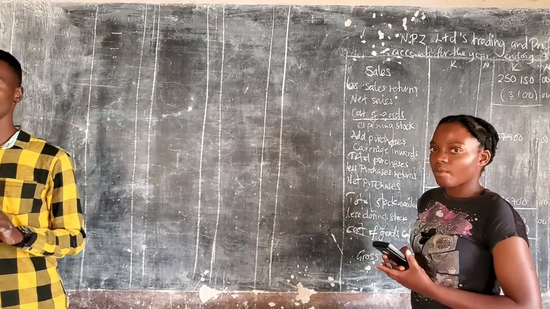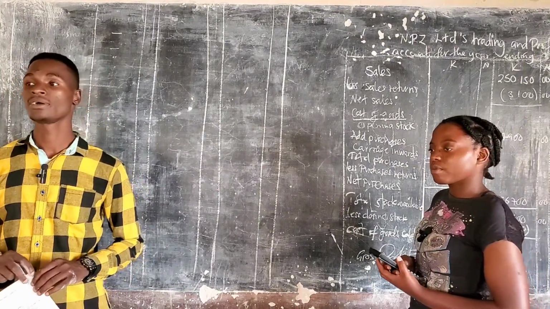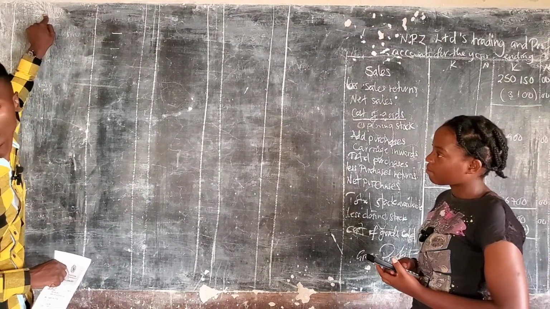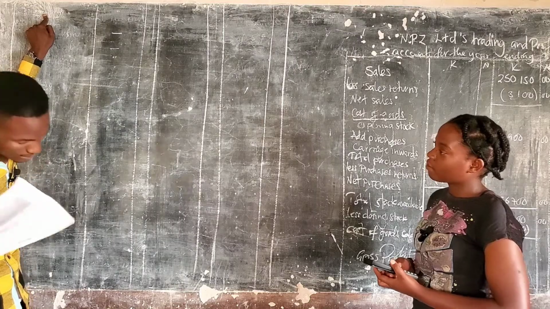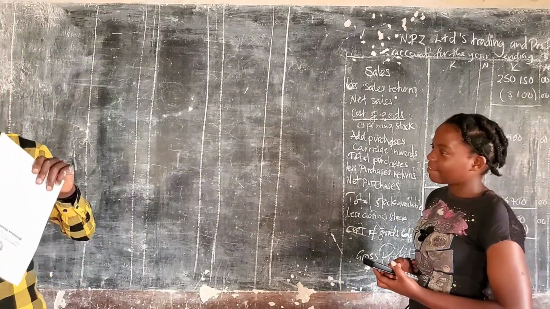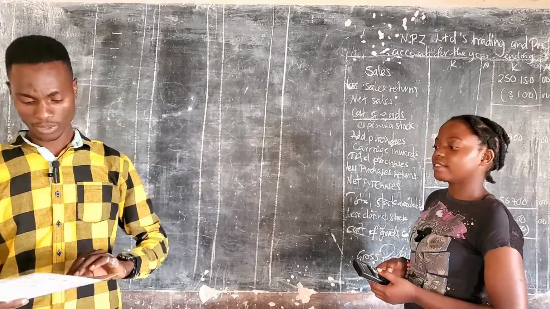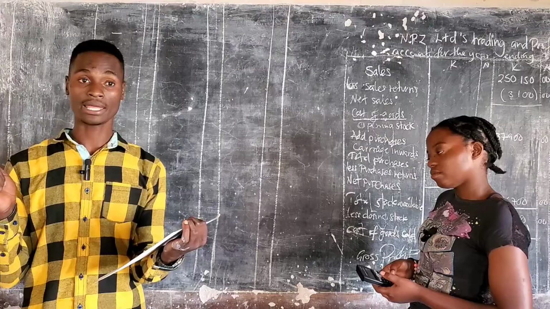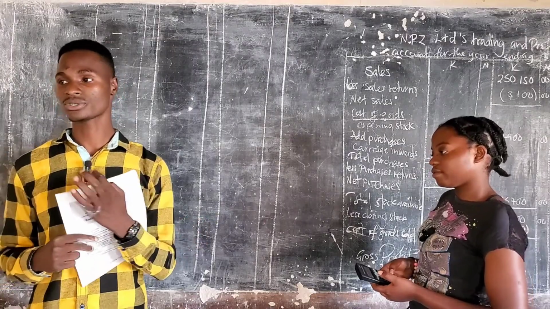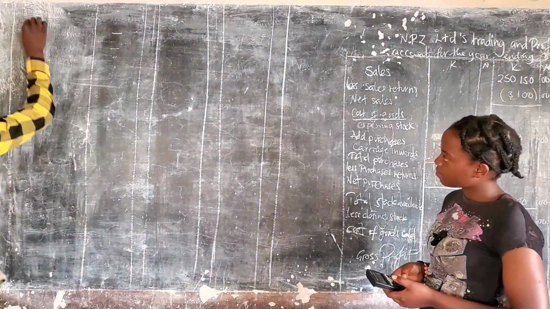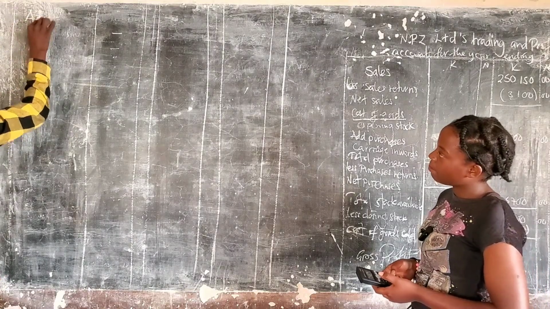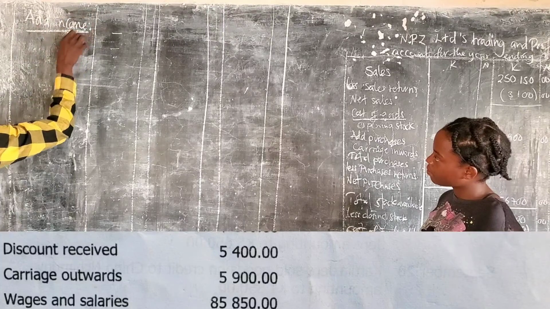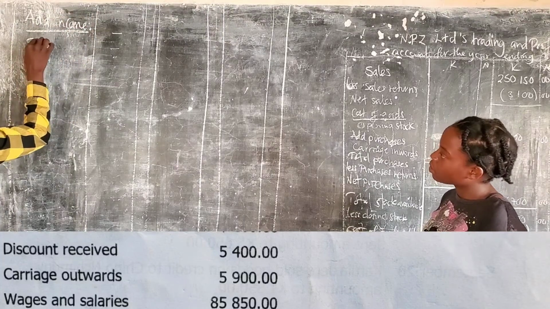Like I usually say in our local language, after writing the title, don't rush; check first. So you check if at all you have income, right? Yes. So when we check here, we only have one income: discount received. So we can write the title, Income. Add the income on the title. And we have discount received.